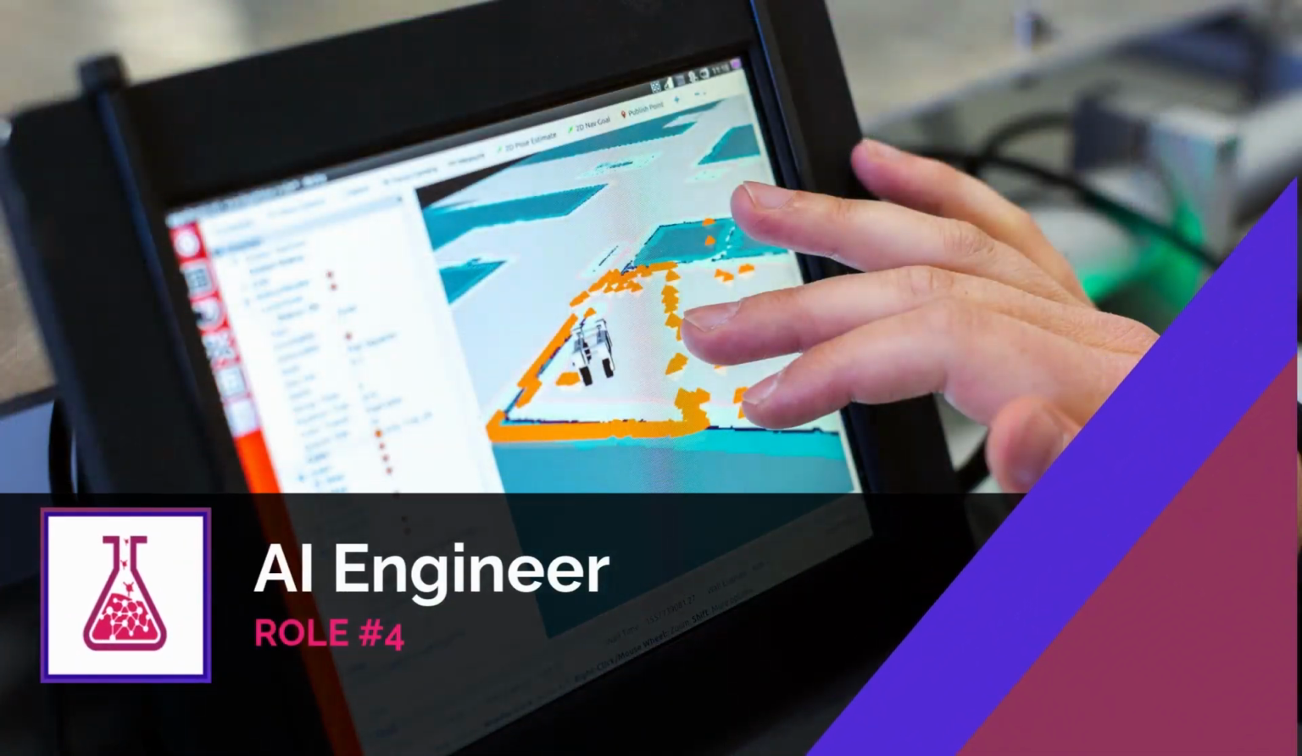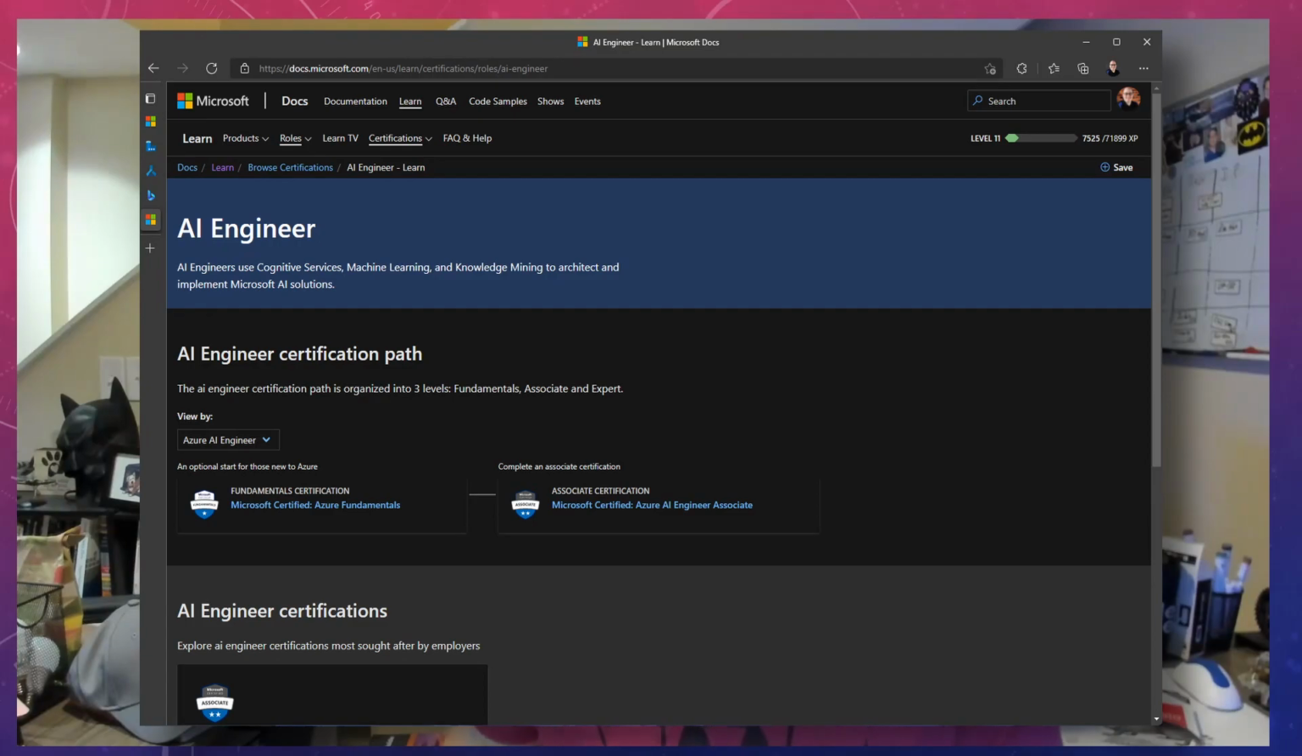All right, number 4 on my list. This is probably my most controversial choice. I don't see this on a whole lot of other lists, but I wanted to include it because I think it's important. It's the role of an AI engineer, artificial intelligence engineer. And this is a role I first saw in Microsoft's roles-based certifications.